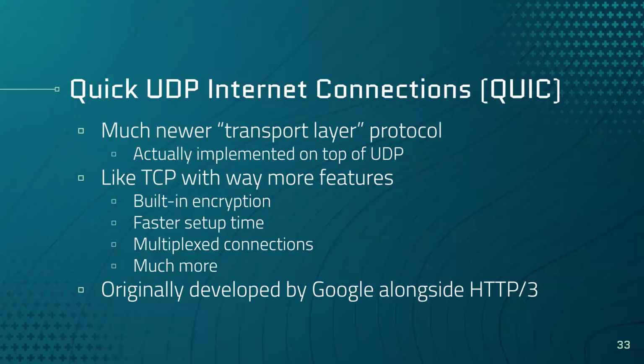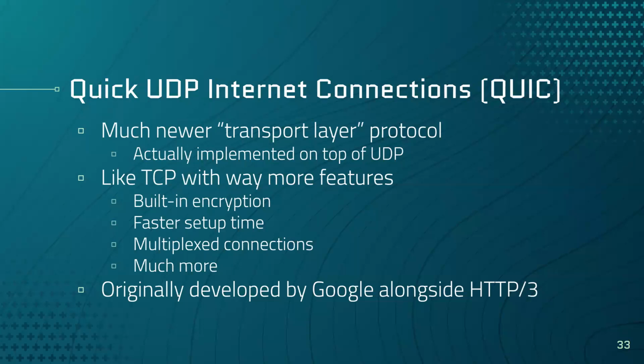All right. So this is a transport layer protocol, a much newer one called QUIC. It technically stands for Quick UDP Internet Connections, but I don't think anyone actually uses that as an acronym. This is actually implemented on top of UDP because by the time the idea came around, it was too late to add another transport layer protocol, since all of the home routers and so on had already been built around there only being two. It's like TCP but with way more features.